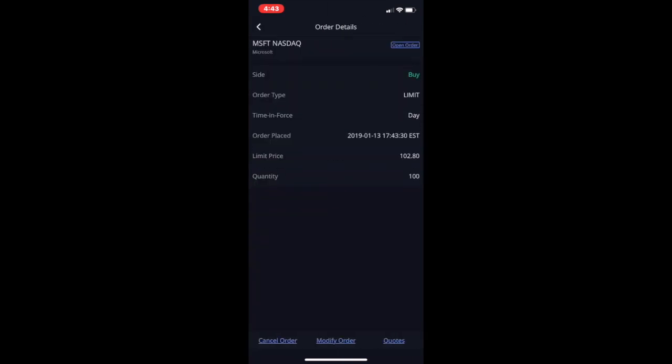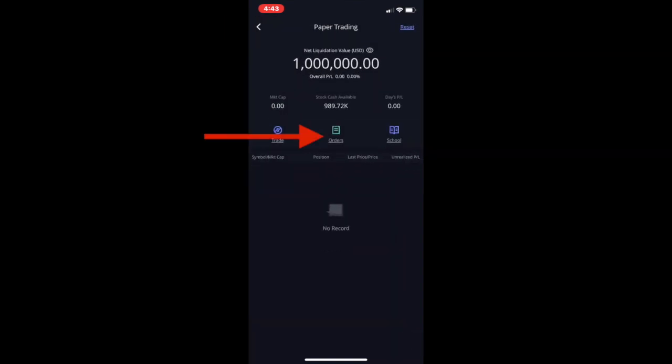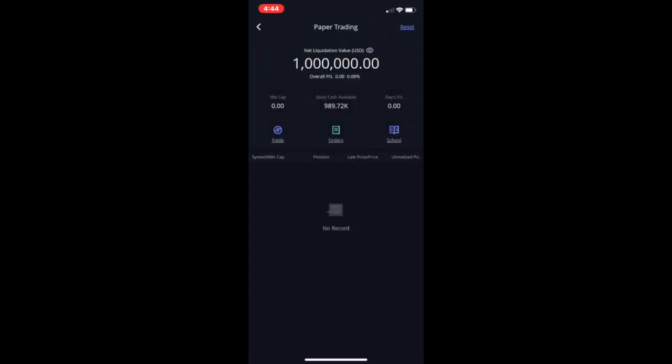That is going to produce an open order. It's going to look a little something like this. Then go up to your little back arrow, click on that, and then go to your orders, and it should be inside there, okay? See right there, that is your open order to buy 100 shares of Microsoft at 102.80.